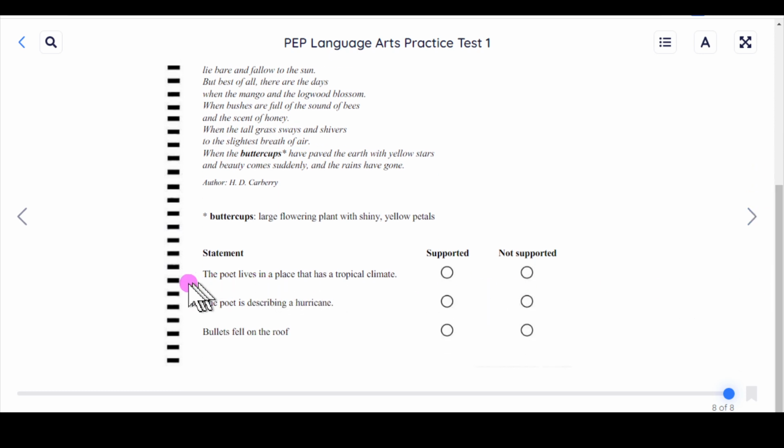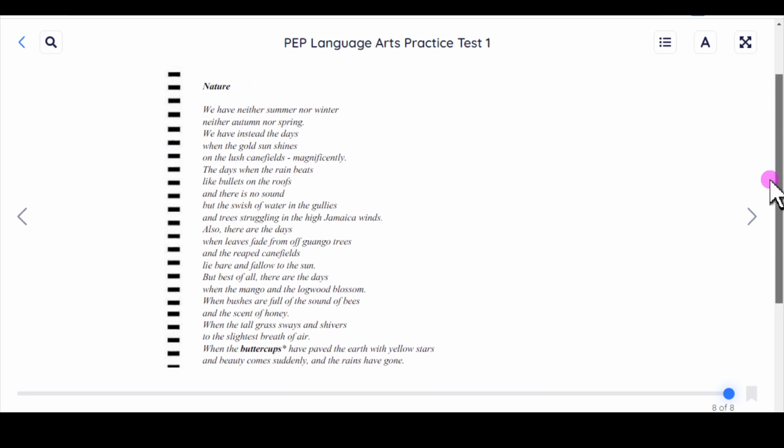Let's look at the statements. This one: the poet lives in a place that has a tropical climate. That is supported. The poet is describing a hurricane in all of it. Not in all of it. Bullets fell on the roofs. No, that's not what he was saying. He was making a comparison. Let's go back to that section.